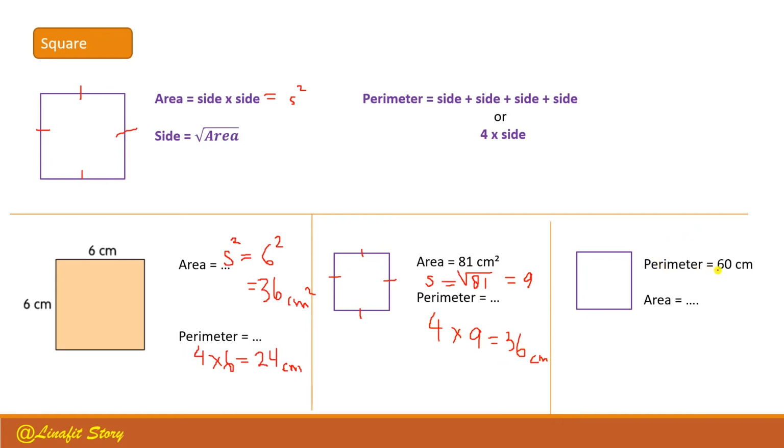And then if the perimeter is 60 cm, find the area. To get the perimeter, it is 4 times side. If the perimeter is 60, then to get the side, it is 60 divided by 4, which is equal to 15. So to get the area, it is side times side. 15 times 15 is equal to 225 square cm.